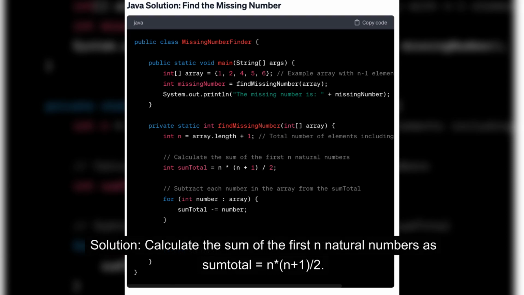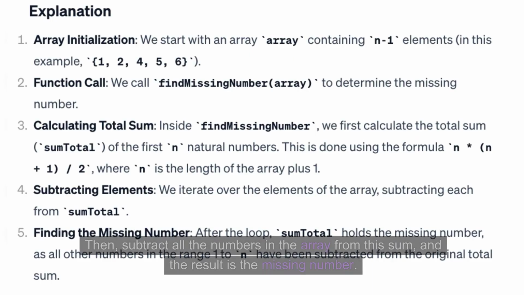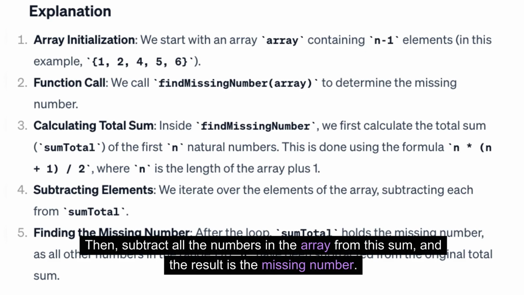Solution: calculate the sum of the first n natural numbers as sum total = n(n+1)/2. Then subtract all the numbers in the array from this sum, and the result is the missing number.